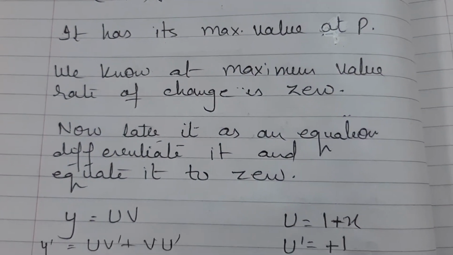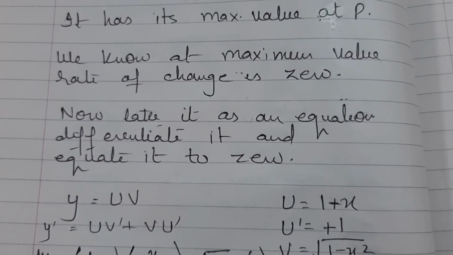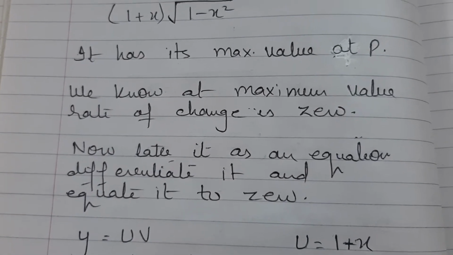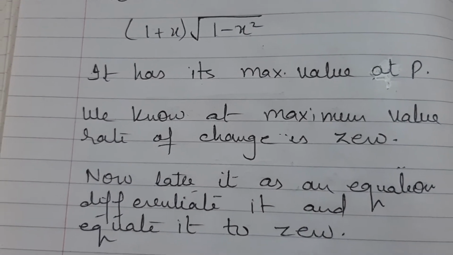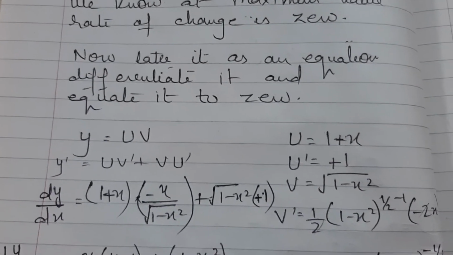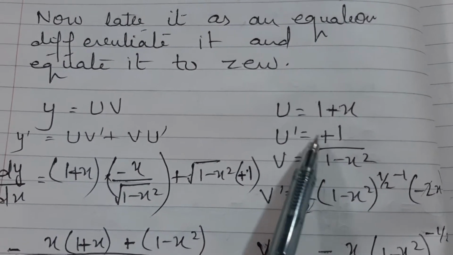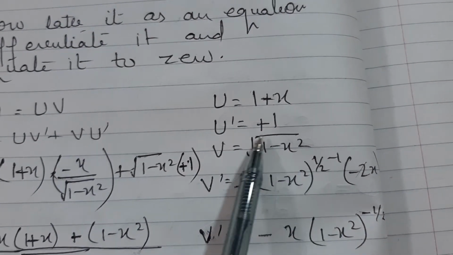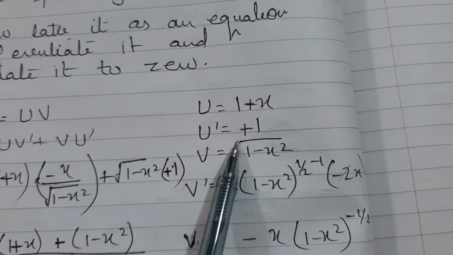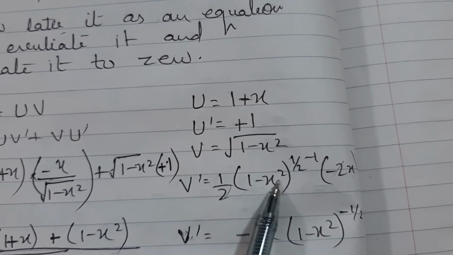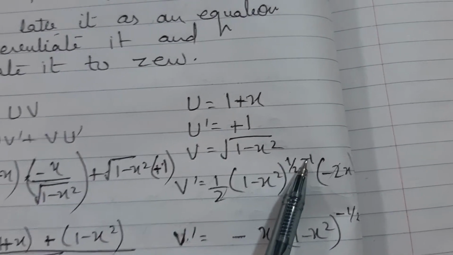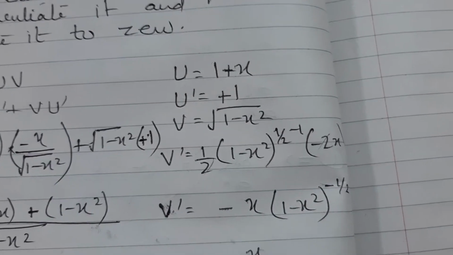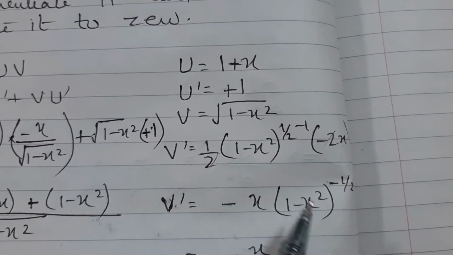So now I am differentiating it again. Now you understood why I am differentiating, because question was saying, I am repeating, that it has a maximum value at P and what? The gradient of this normal curve. So that's why I am differentiating it. So now U is 1 plus x, so it will be plus 1. And V is root 1 minus x square. Again a composite function. Power half will come here. 1 minus x square as it is. Half minus 1. Multiply by differentiation of this, which is minus 2x. So 2 will cancel with 2. So I will be left with this.